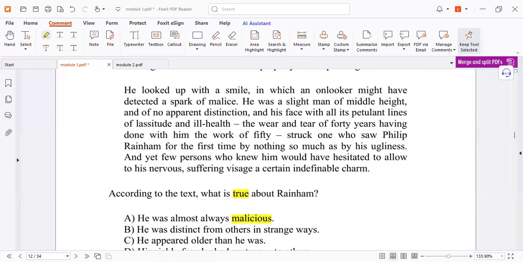The problem here in letter A, he said he looked up with a smile, in which an onlooker might have. Might here means a possibility. Perhaps you have a spark of malice, but he didn't mention it's always. It might.